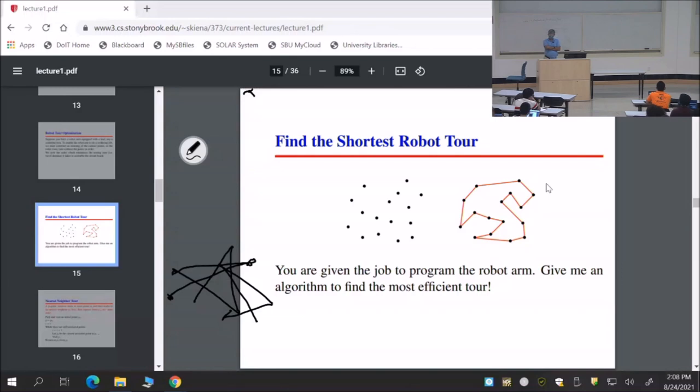Does anybody want to give me an algorithm for this? The input is the points. The output is the order to efficiently visit all those points. Does anyone want to propose an algorithm for that? Does anyone have an idea? Yes.